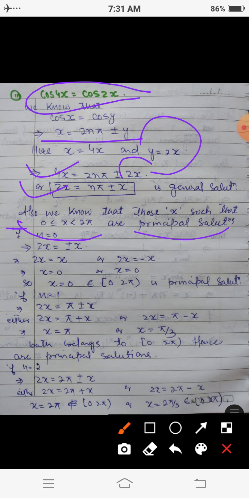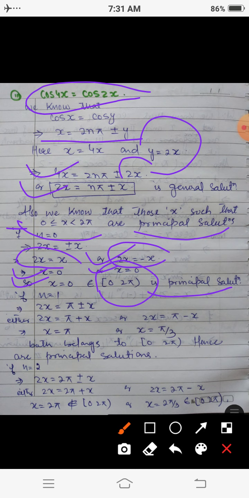If n equals 0, it becomes 2x equals plus minus x, which implies that 2x equals x, or 2x equals minus x, because here we have two signs, the plus and the minus. So either 2x is x or 2x is minus x, which implies that x is 0. So in both cases x equals 0. Now this 0 belongs to this interval because this interval includes the point 0.